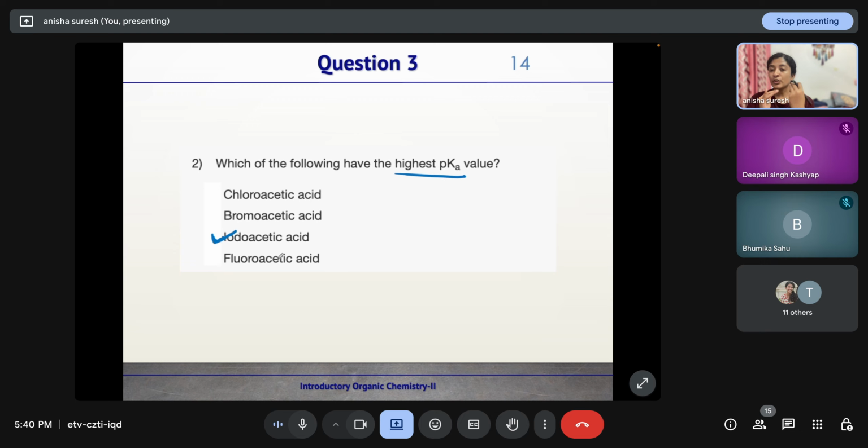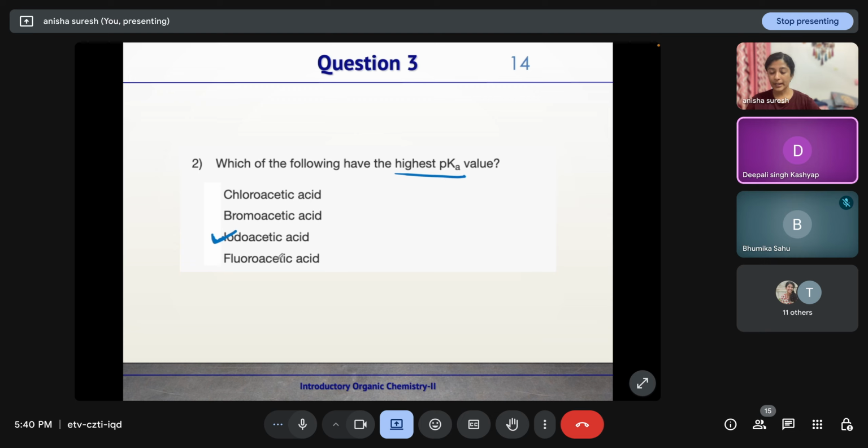But in the case of chloro, bromo, iodo, etc., the electronegativity will be decreasing, right? So the power to stabilize the conjugate base will decrease from fluoro to chloro to bromo to iodo. So the least stabilized conjugate base will be that of iodoacetic acid. Because of that, the acidity of iodoacetic acid will be lesser, because the conjugate base is less stable in the case of iodoacetic acid. Okay?